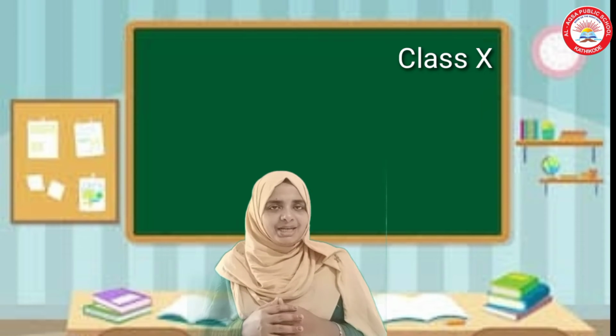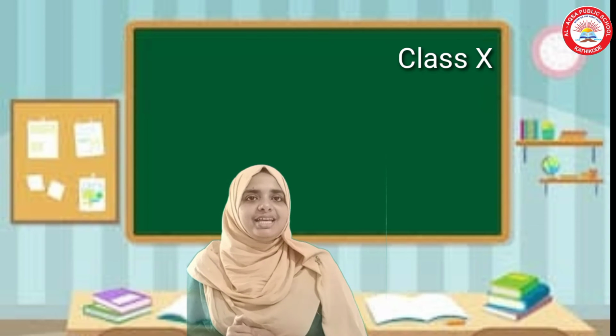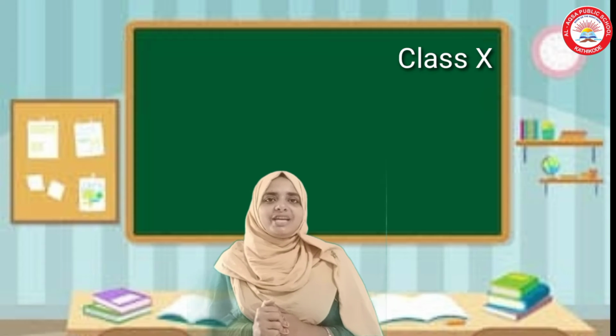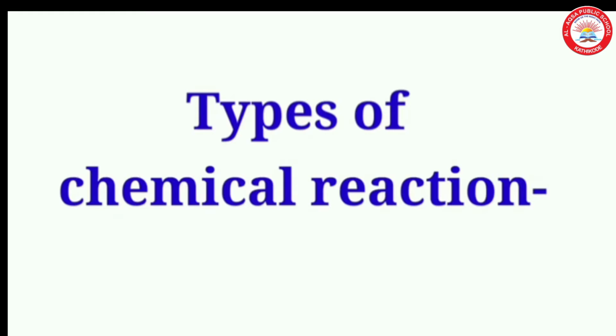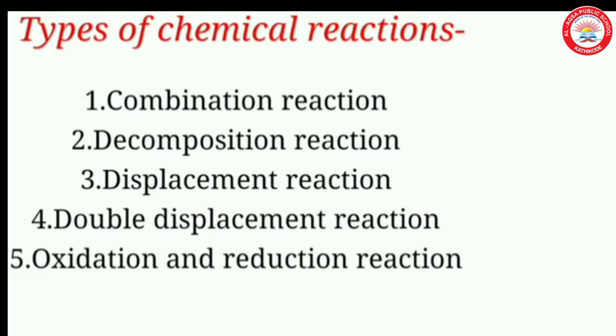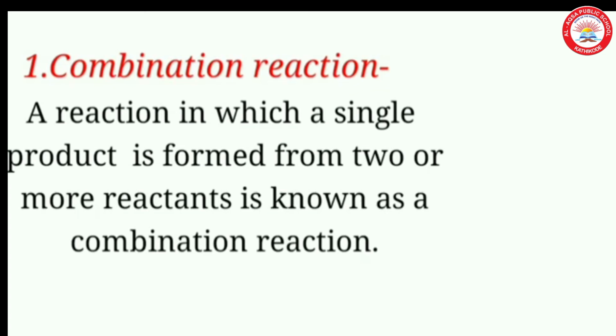Understood our first topic, how to balance a chemical equation, isn't it? Today we are going to study types of chemical reaction. There are mainly 5 types of reaction: combination reaction, decomposition reaction, displacement reaction, double displacement reaction, and the last one, oxidation and reduction reaction. The first one, combination reaction.